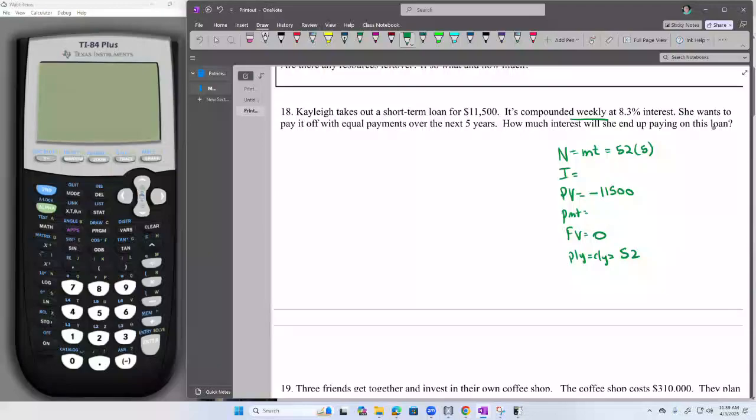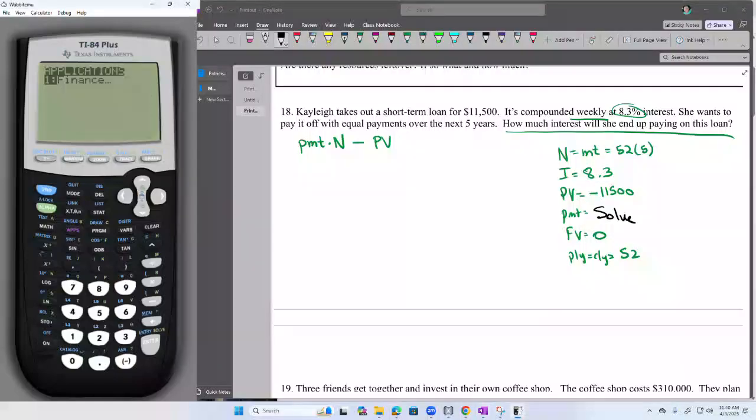How much interest will she end up paying on this? Oh, somewhere 8.3% interest rate. And the question is, how much interest will she end up paying on this loan? So that's the bad interest. That means she's going to pay more than she owes. So that's going to be what she pays, her payment times the number of times she pays it, minus the loan that she borrowed. So in order to find how much interest she ends up paying, we have to first solve for payment.